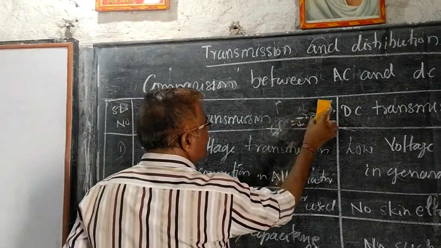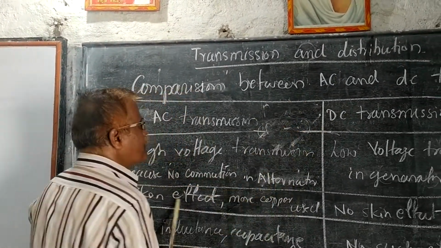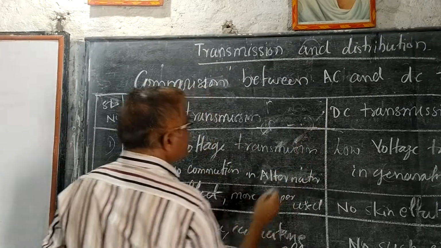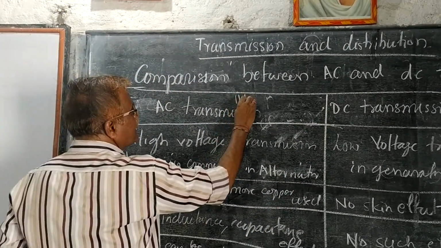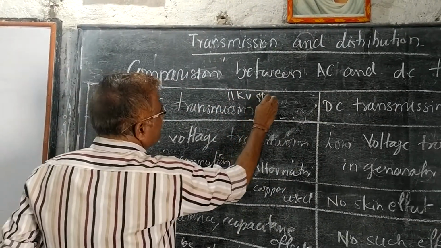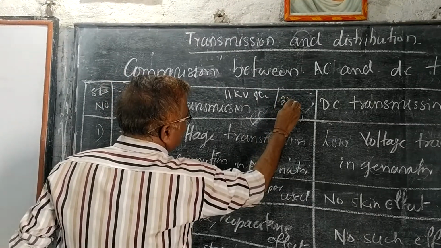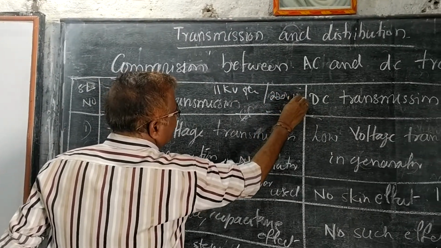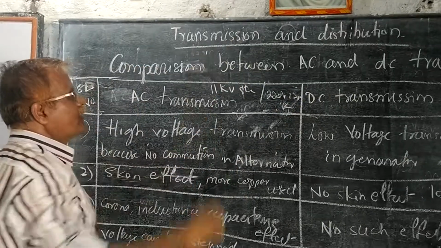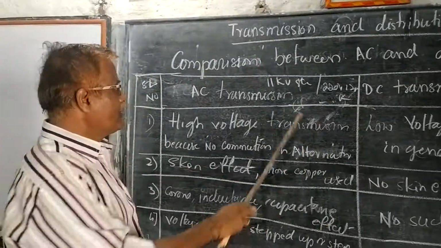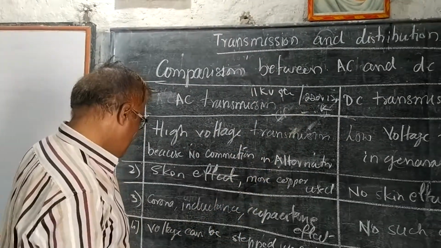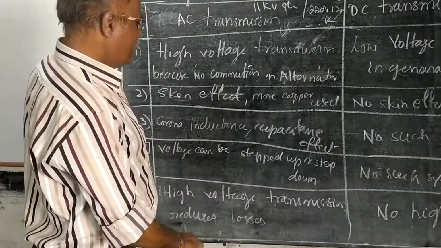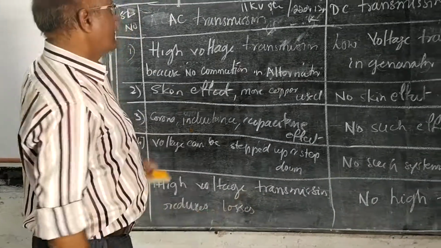So that's why the voltage is increased from the generating value. The generating voltage is 11 kV, and it is stepped up to 220 or 132 kV. So due to this high voltage, the line losses are reduced.